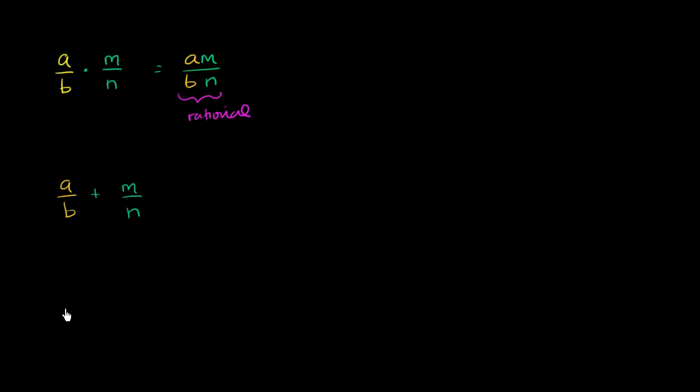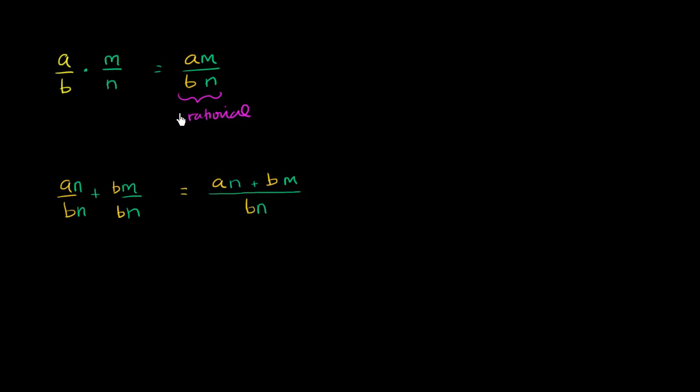Well, how would I add these two? Well, I can find a common denominator, and the easiest one is b times n. So let me multiply this one times n in the numerator and n in the denominator. And let me multiply this one times b in the numerator and b in the denominator. Now we've written them so they have a common denominator of bn. And so this is going to be equal to an plus bm, all of that over b times n.